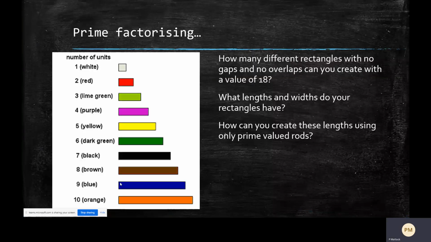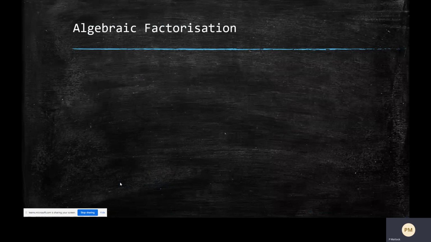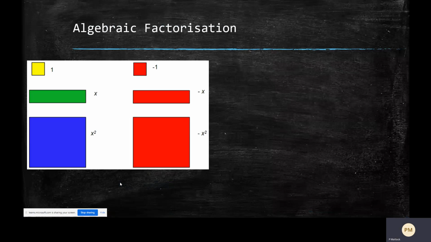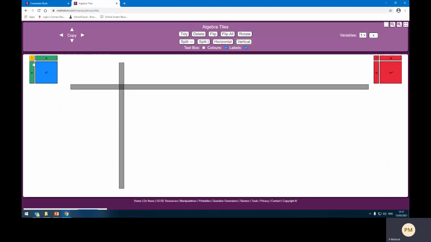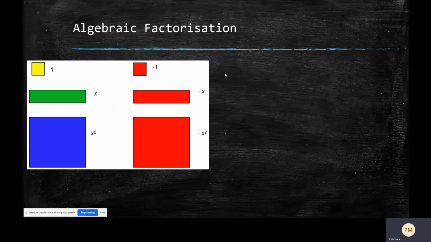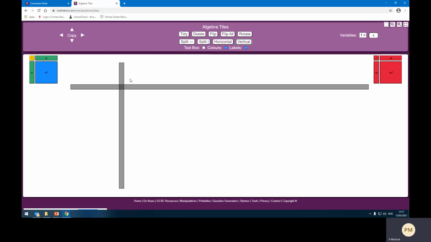So that when I then come to algebraic factorization, and for this I'm going to use the generalized Cuisenaire rods, I'm going to use the algebra tiles, and the algebra tiles look like this. We've got our 1s, our x's, our x squareds, our negatives of those. Then now it's, well, can I create a rectangle, no gaps, no overlaps, with an area of 3x plus 6? So I take 3 x's and I take 6 1s.